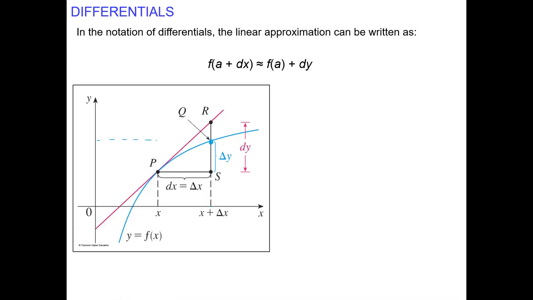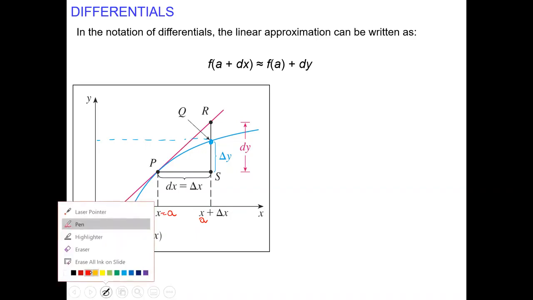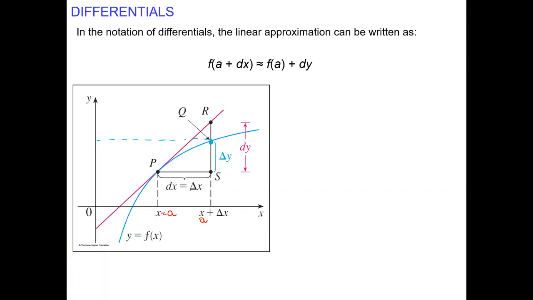I would like to get, let's call this a, this is a, a plus delta x. That's what we will do. This blue dot is what we're looking for. It's the value of the function at a plus delta x, and we're looking for this value.